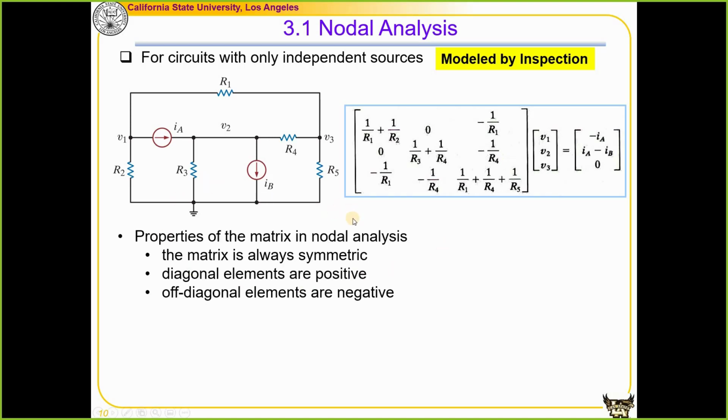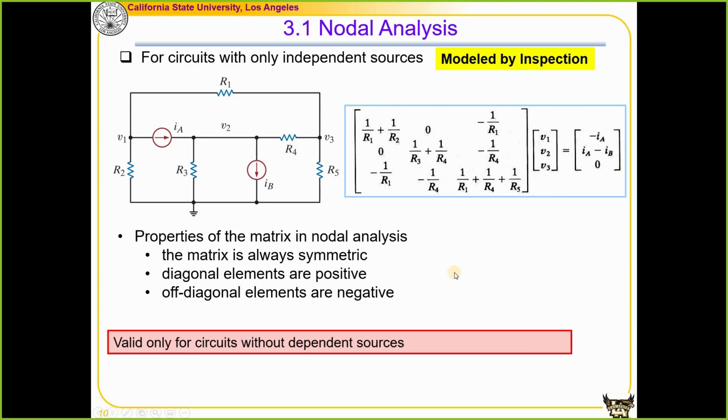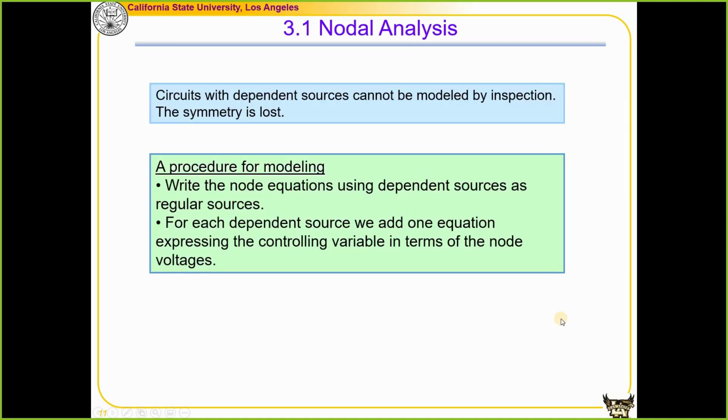And then we can briefly mention the properties of the matrix. We know it's always symmetric. The diagonal entities are always positive because that is the summation of all the conductances of all the resistors. And off-diagonal elements are always negative. So this nodal analysis by inspection only works for circuits with independent current sources.